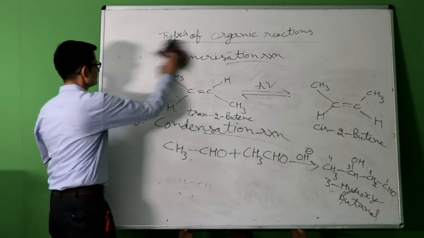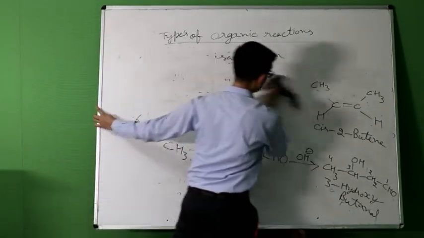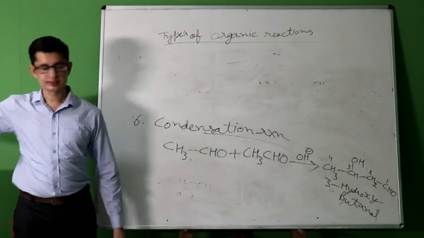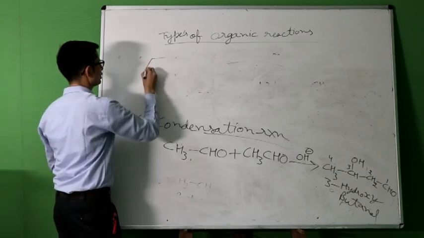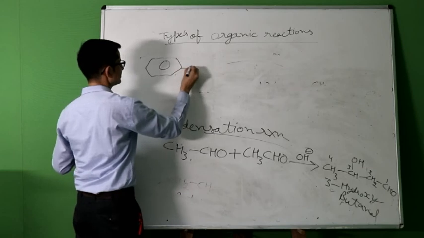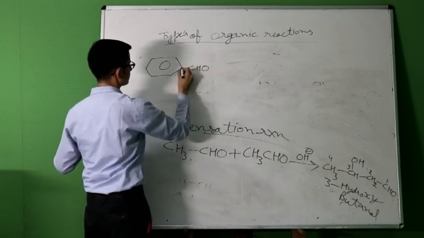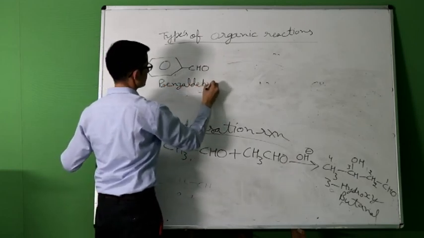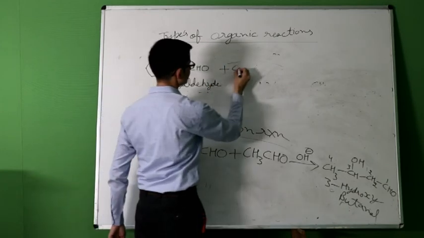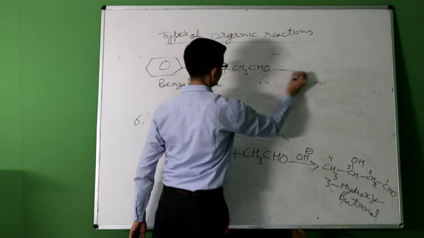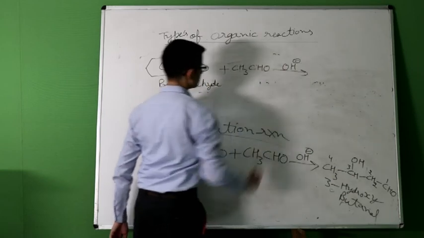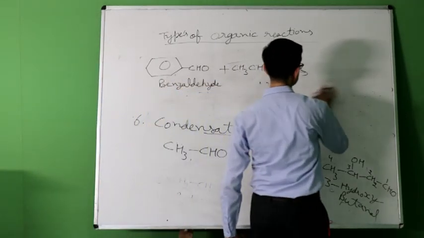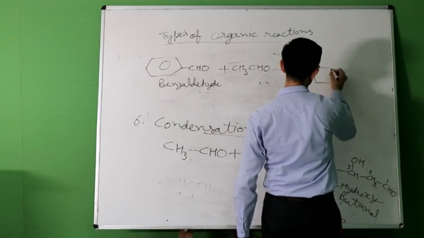In another example in which two different molecules condense, let us take the example of crossed Aldol condensation. Let's say we have one of the molecules, benzaldehyde. So when benzaldehyde is treated with acetaldehyde in presence of alkaline hydroxide ions, so sodium hydroxide or potassium hydroxide, it results in the formation of the crossed aldol product.